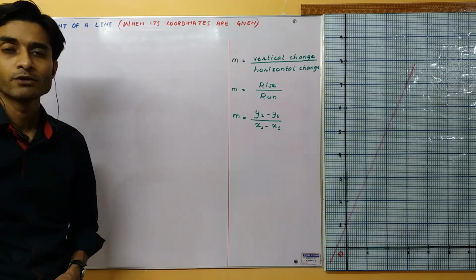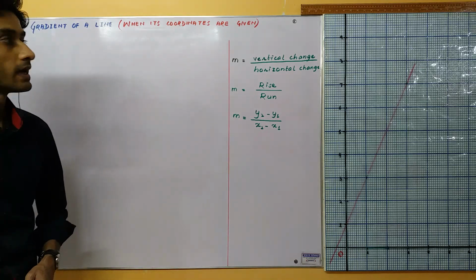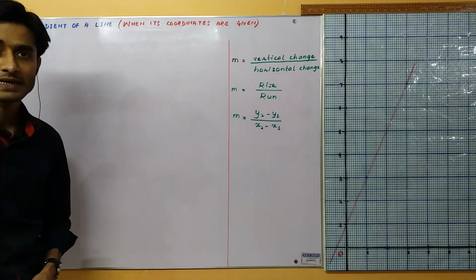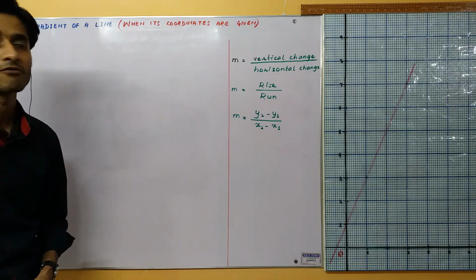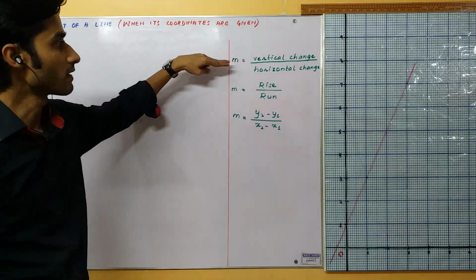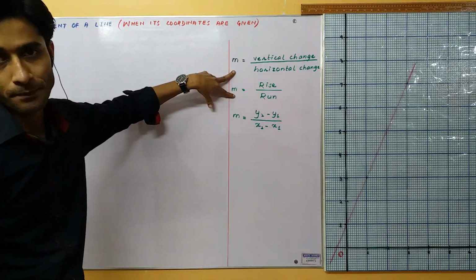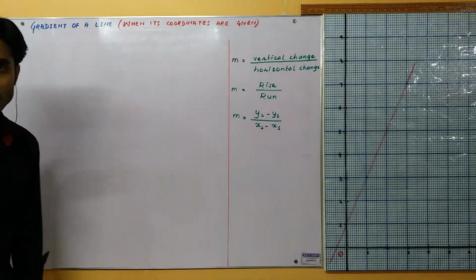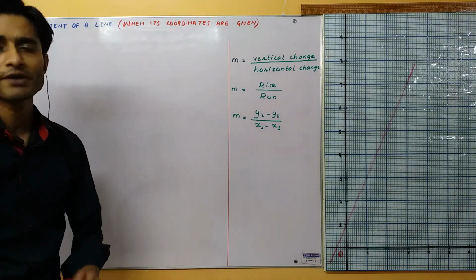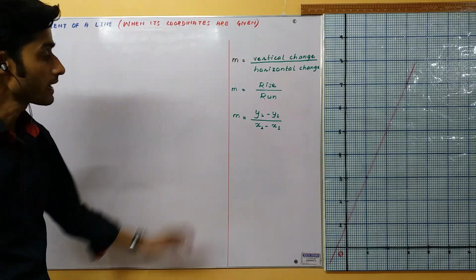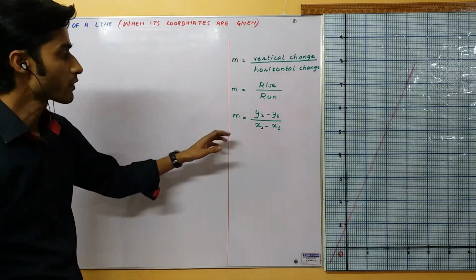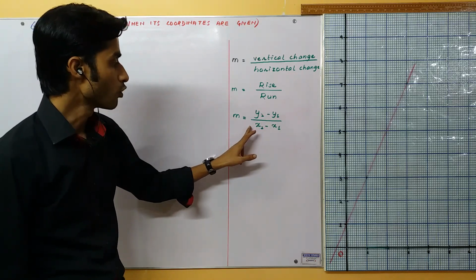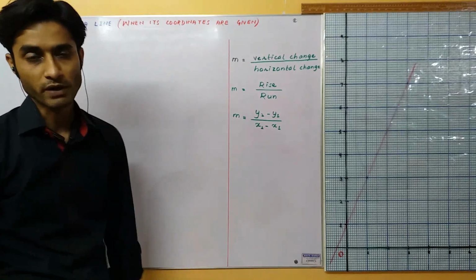Now we are going to continue discussing gradient, and I have already in my previous video discussed what gradient is and how it can be found out using either this formula or this one. Now in this video I am going to discuss how to find the gradient of a line when any two of its points are given. For that, the formula that we are going to use is y2 minus y1 over x2 minus x1.